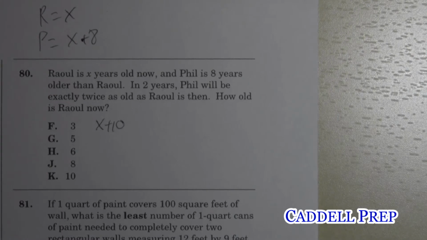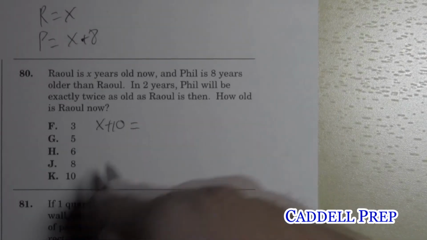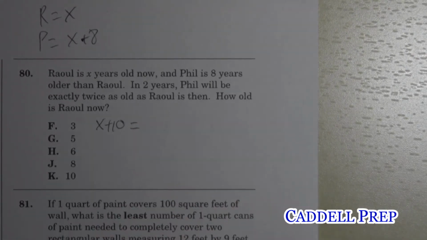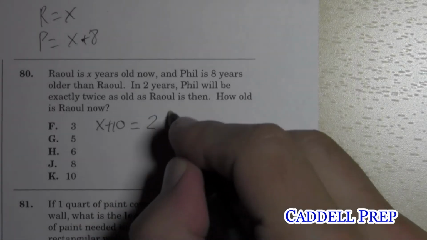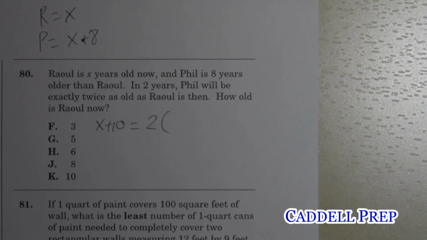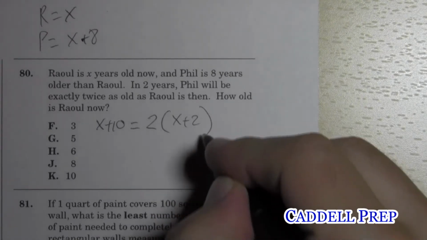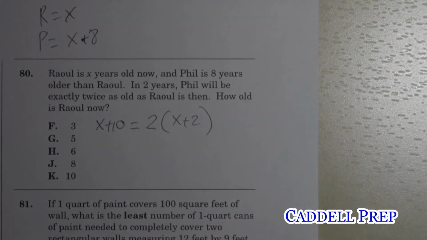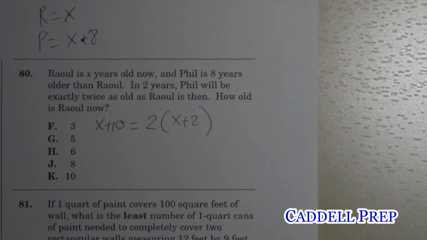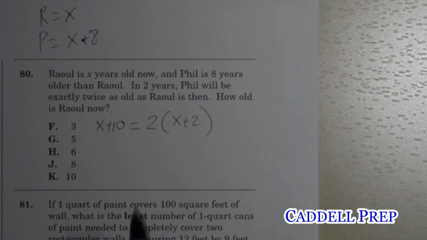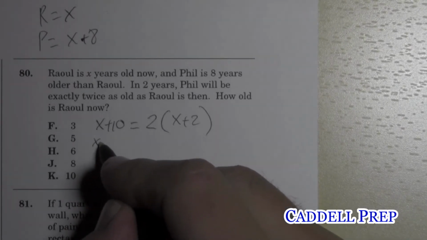And it says in 2 years, Phil will be exactly, so he's going to equal 2 times as much as Raul is then. So 2 times Raul's age in 2 years. Right now Raul is X, so in 2 years he'll be X plus 2. So now we have an equation and we can just solve for X. This side stays X plus 10.